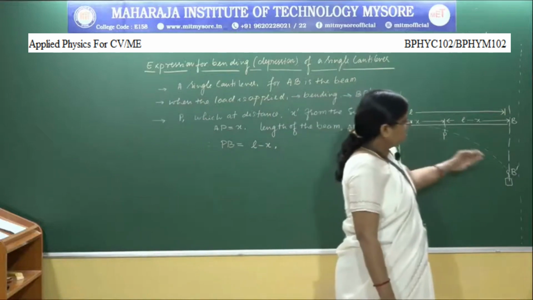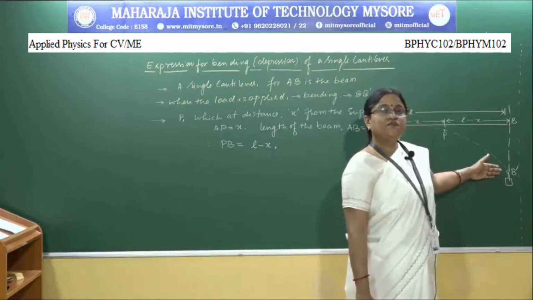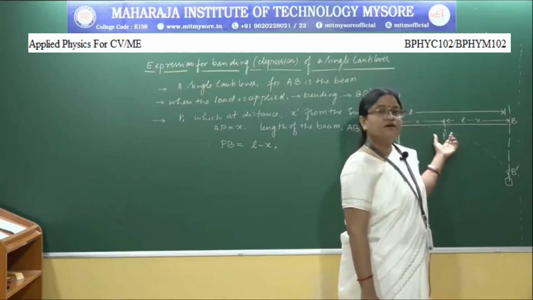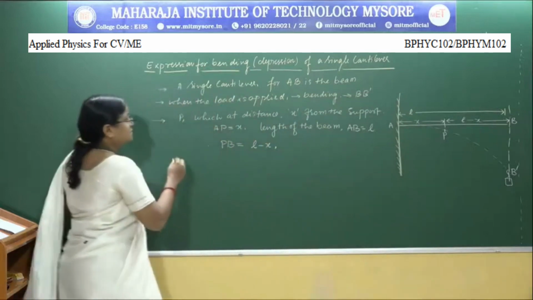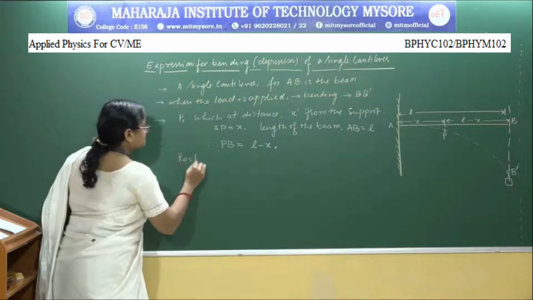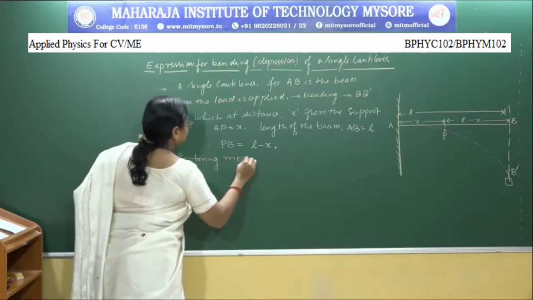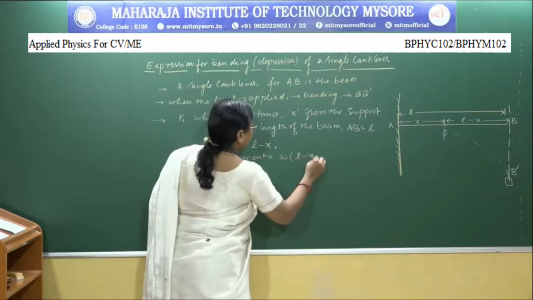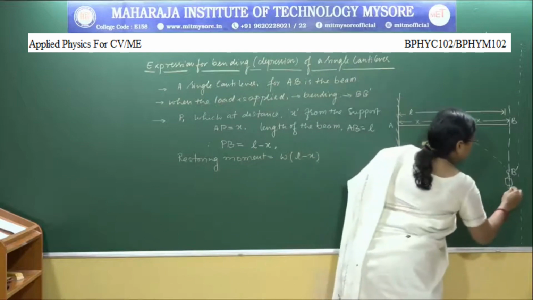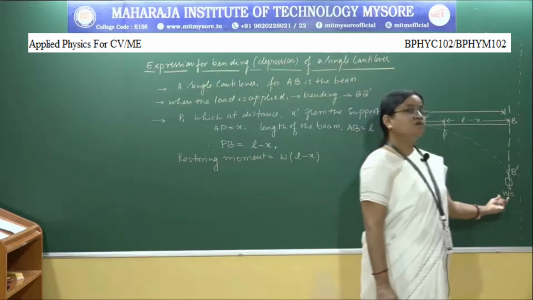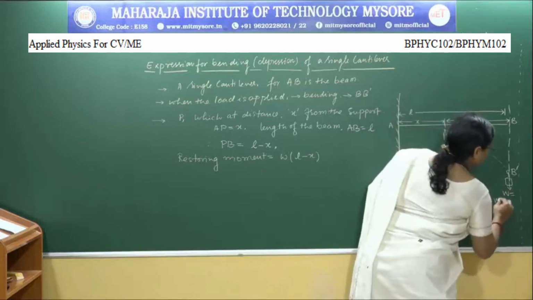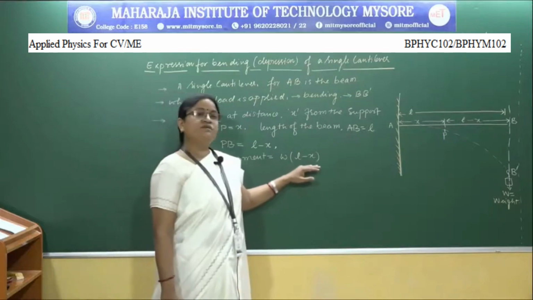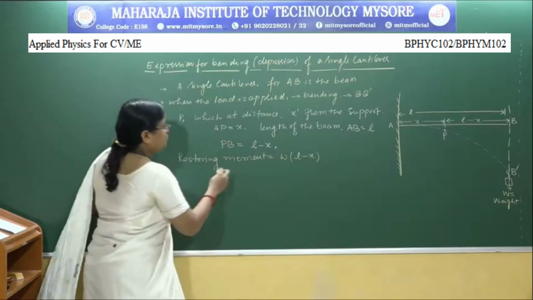Now next, if something undergoes bending, we understand that a force of reaction comes into play, and due to that there will be a restoring moment in the beam. So if we want to calculate the restoring moment, that will be equal to W into L minus x, where W is the weight applied to the beam. Restoring moment is equal to W into L minus x at point P.